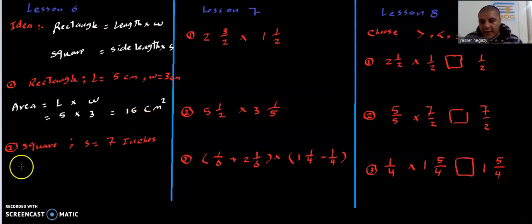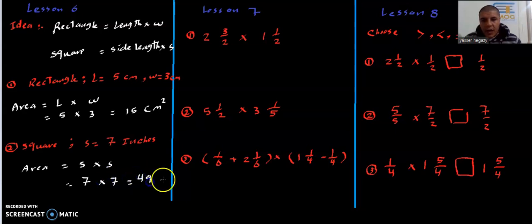If you have 15, you must take 15 centimeter power 2 as its area. If it's a square, the area of square is equal to S multiplied by S. 7 multiplied by 7 is equal to 49 inch square. You must write square. We can write it with a small 2 up, or you can write it 15 centimeter SQ. Both of them are correct.